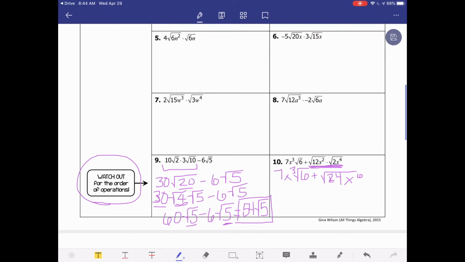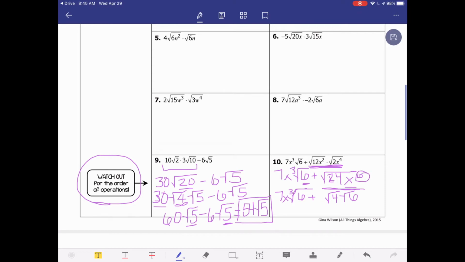I need to then go ahead and simplify this because in order to add these, I need both of them to have a common radicand. So I have 7x cubed radical 6 still, plus 24. I know I can multiply 4 and 6. So 4 is a perfect square, so I'm going to pull that outside the radical as root of 4 times root of 6. And then I have x to the 6.